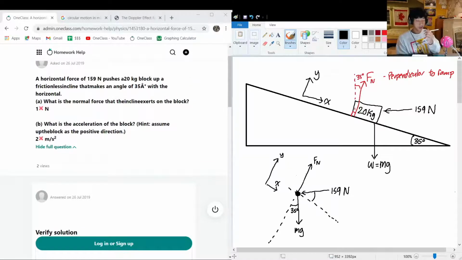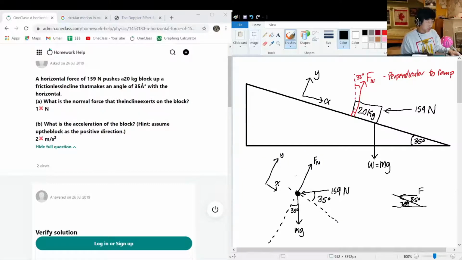Okay, so if it's perfectly horizontal and we want to resolve it up the ramp, we're going to have this angle as 35 degrees. It has to be 35 degrees because the force is like this, the ramp is like this. So this angle 35 has to be the same as this angle 35 up here. Okay, so that's pretty much where all of these angles come from.